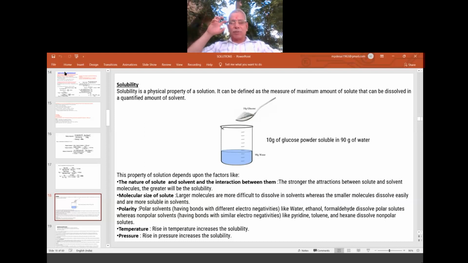Therefore, what is the meaning of solubility? It can be defined as the measure of the maximum amount of solute that can be dissolved in a known amount of solvent. Okay. So it is the maximum amount.